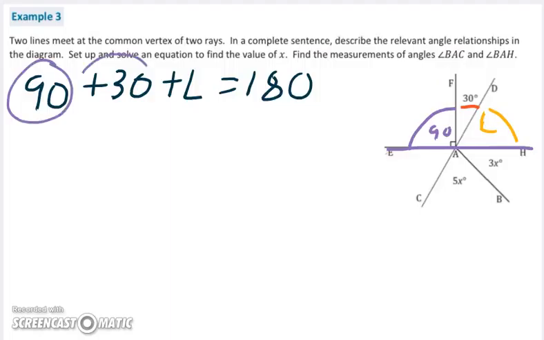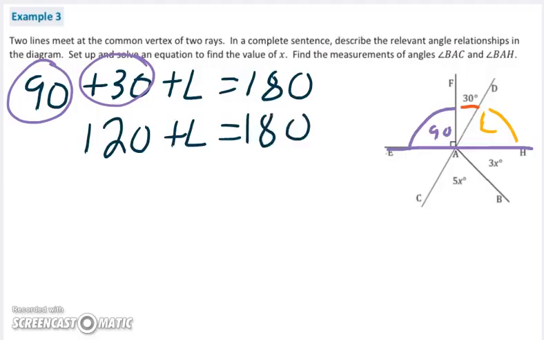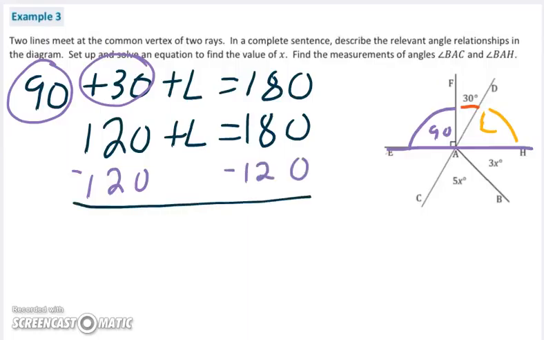We'll combine like terms. Should get 120 plus that L equals 180. Subtract 120 from both sides to isolate the variable. We have L equals 60 degrees. Okay, well now we know that L is 60. Let's throw that in on our diagram. And let's see, does that help us with anything else in our diagram? Okay, well, we actually have an opposite angle.